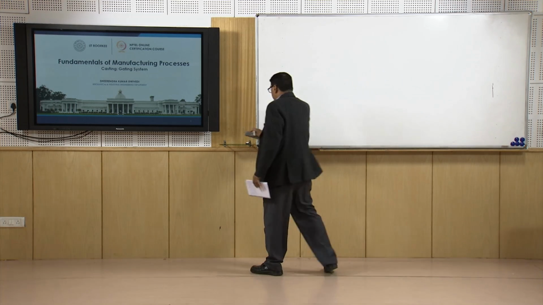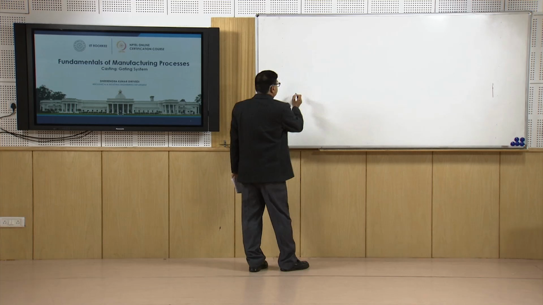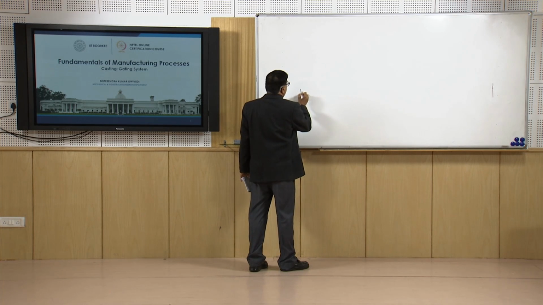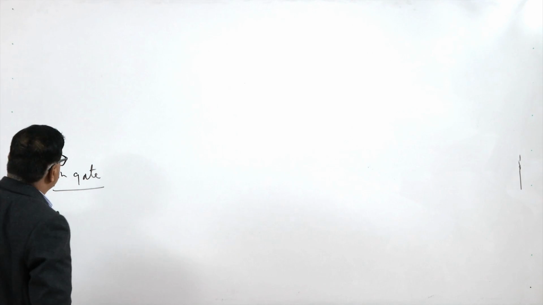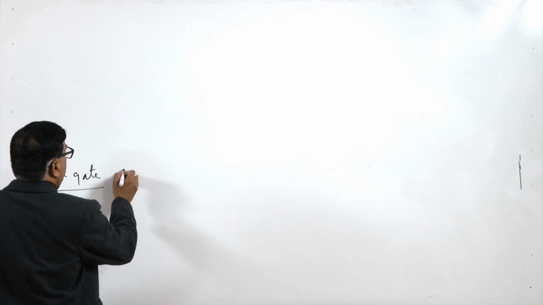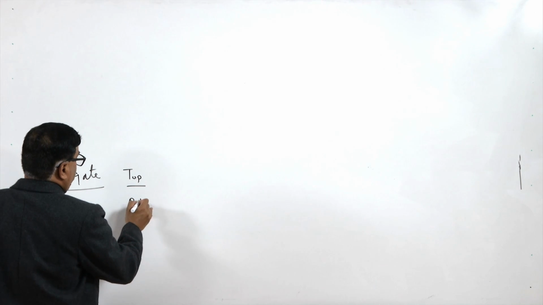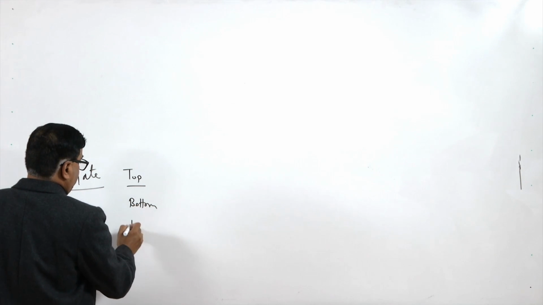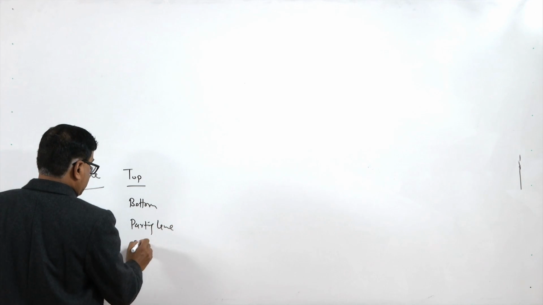Now, we will be talking about the different types of gates which are used. So, the in gates, there are 3 types or 4 types of the in gates which are used. One is the top gate, then bottom gate, then parting line gate and step gate.